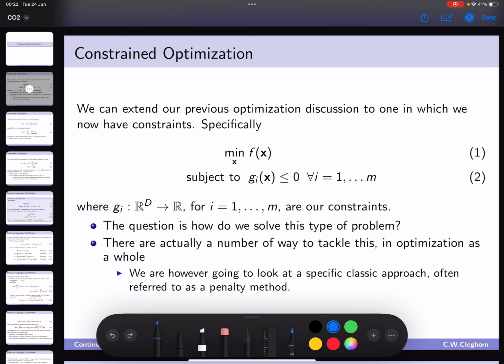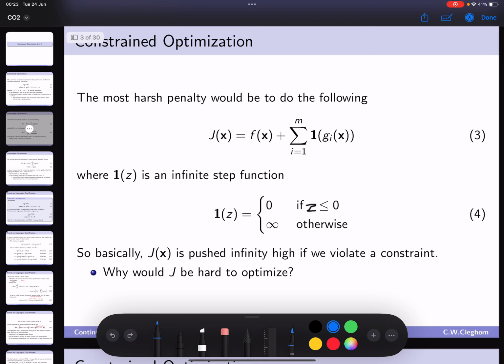And so the question is, how do we solve this type of problem? There are actually a number of ways to tackle this in optimization as a whole. We are, however, going to look at a specific classical approach often referred to as the penalty method. Okay, and somewhat intuitively, if I wanted to solve this problem, I can represent it as follows. I can just give it the most harsh penalty possible, and so I would define this function j of x.